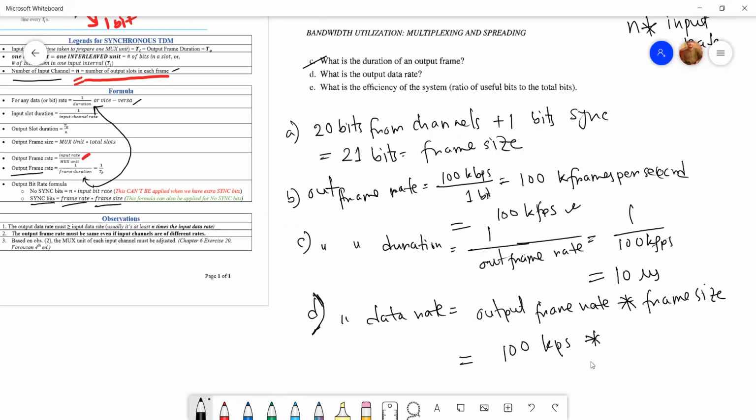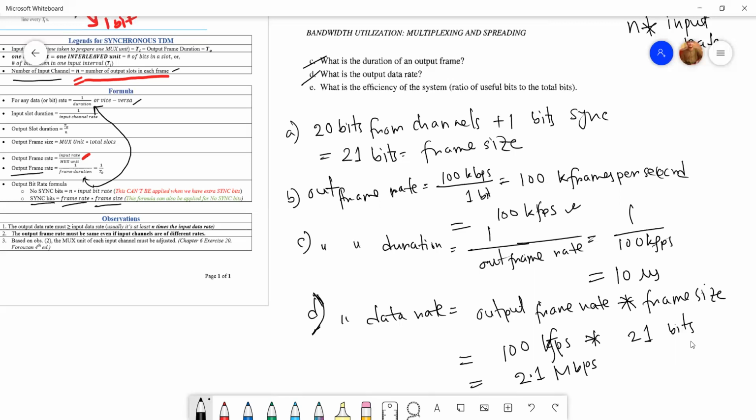The output frame rate, we know, is 100 kfps, and the frame size from question number 1 we already know is 21 bits. So 21 bits times 100 kfps gives 2.1 Mbps. You can also keep it in bps, or turn it around into Mbps. The output data rate is how many frames you are sending per second and the size of the frame; the multiplication of the two gives you the output data rate.